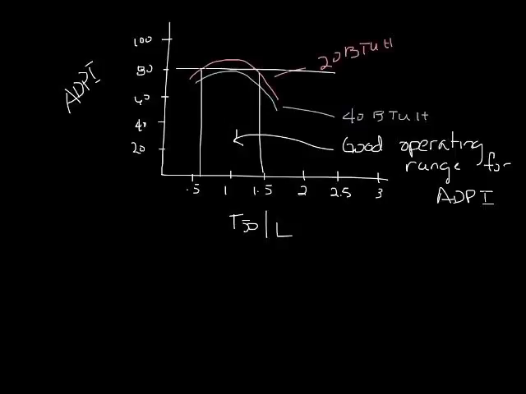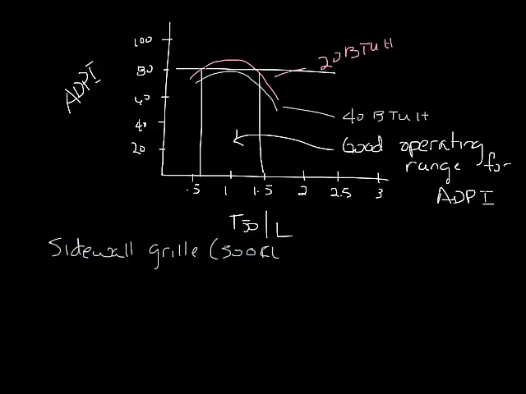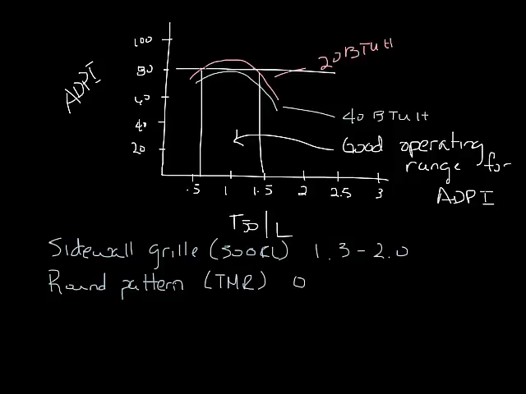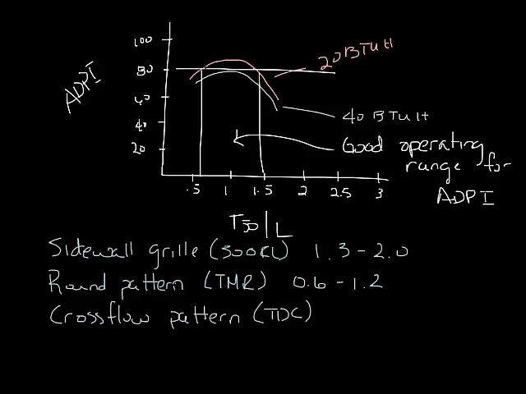Here's some common GRD types, and there are T50 over L ranges for acceptable ADPI. A sidewall grill, like our 300 series, you want to have a T50 over L of about 1.3 to 2.0. A round air pattern diffuser, like our TMR, maybe 0.6 to 1.2, whereas a cross-flow pattern, like our TDC, is 1.0 to 2.0. And a slot diffuser has a wider range of 0.5 to 3.3.